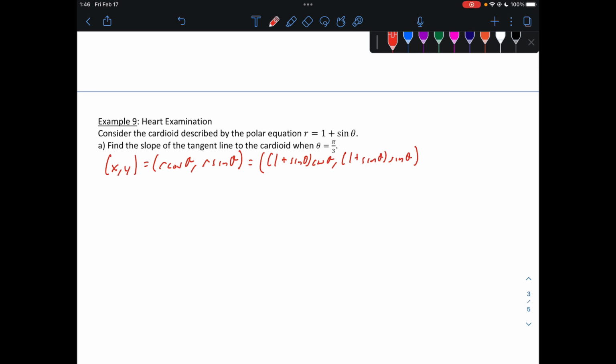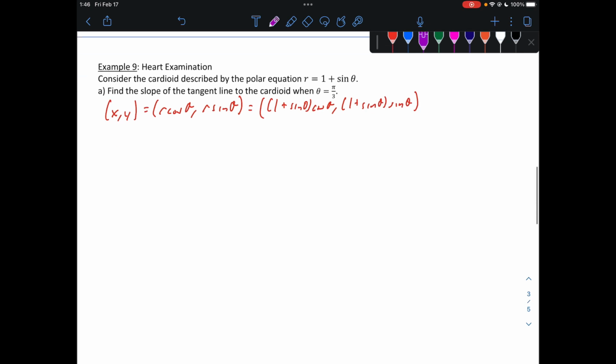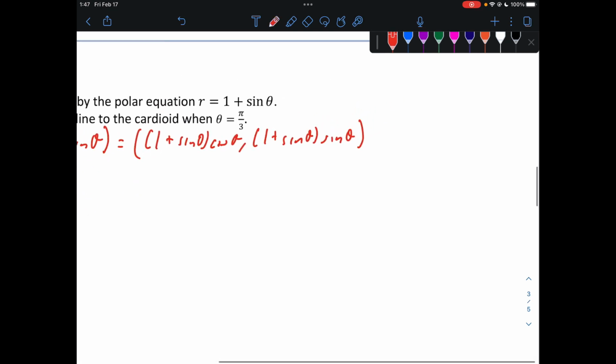All right, so now here comes the calculus. So we know that dy/dx is going to be dy/d theta over dx/d theta. All right, so now we have a choice. Do you want to take the derivative the way it's currently written, or do you want to distribute the cosine and the sine? And honestly, it might be easier if we simplified this first.